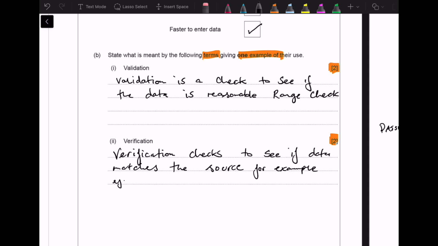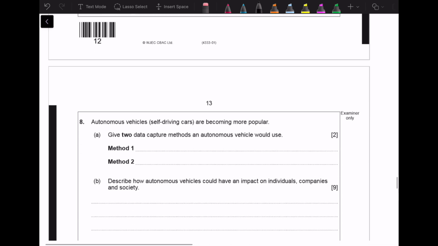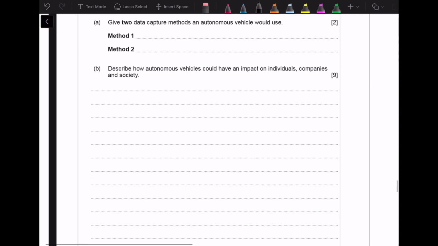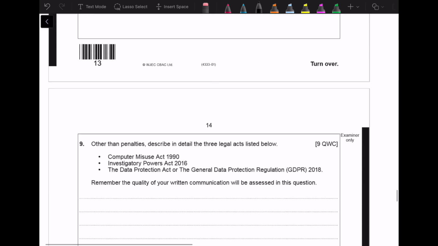So what we would do for this one is say, for example, you could enter your password twice. Lovely.